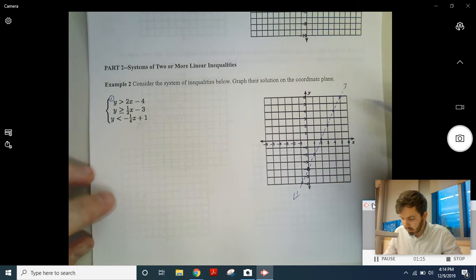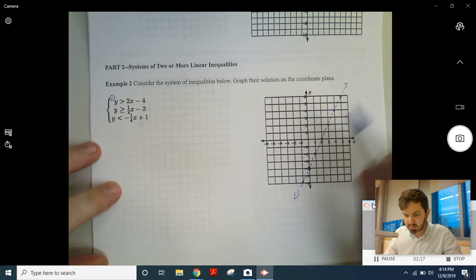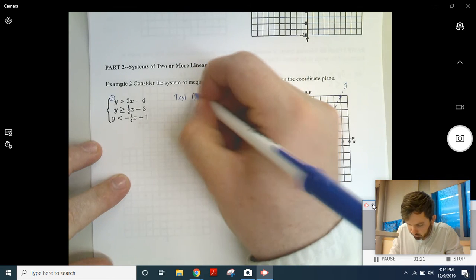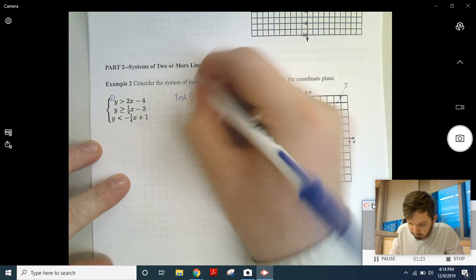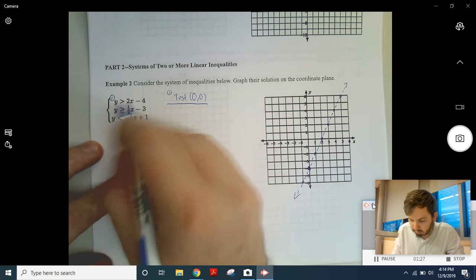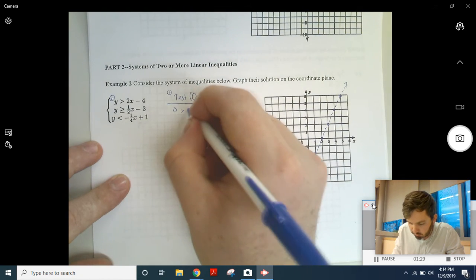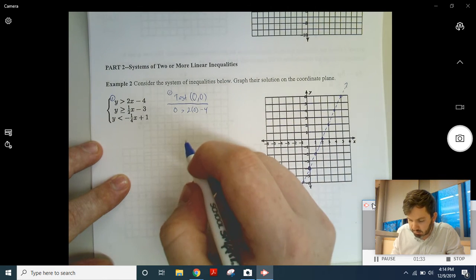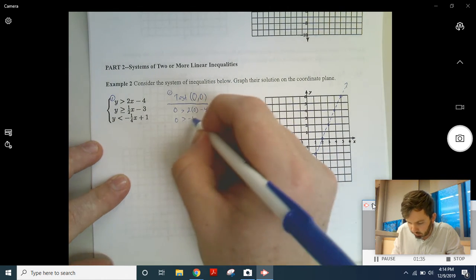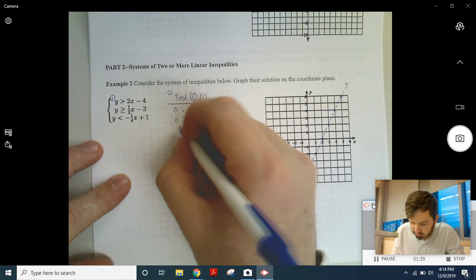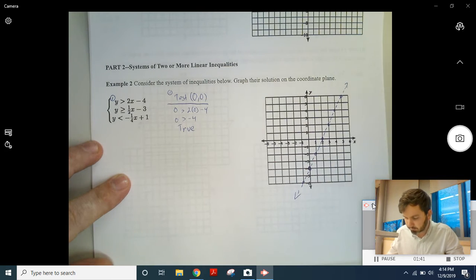Then we said that after we have our line, we need to test a point. So let's test 0, 0. So we're going to test 0, 0 for our first equation. So when I plug in 0 for x and y, we're going to get 0 is greater than 2 times 0 minus 4. Well, 2 times 0 is 0, so 0 is greater than -4. Well, 0 is definitely going to be greater than any negative number, so this is a true statement.